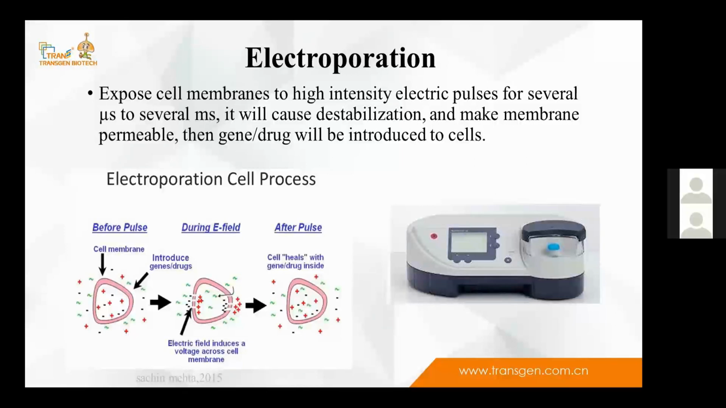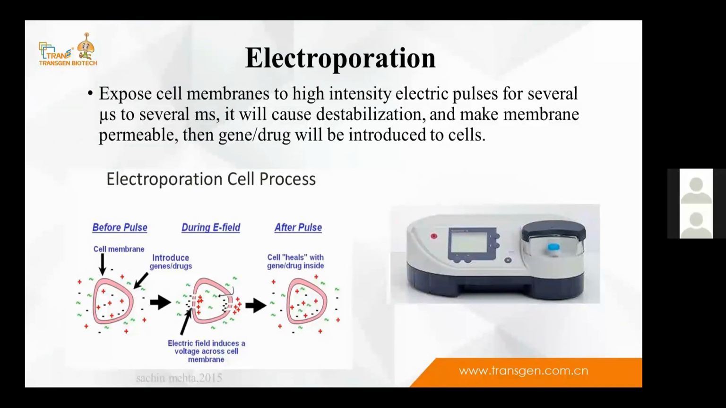And this one uses electroporation systems. These machines use very high voltage, and then produce a very high intensity electric pulse for several microseconds or several milliseconds. It will cause destabilization of the system and punch holes in the cell membrane, and then it can transfect the gene or drugs into the cells. But in this case, the voltage is very important, because if the voltage is too high, it will kill the cells immediately. So we have to optimize the voltage and the times in the whole systems.